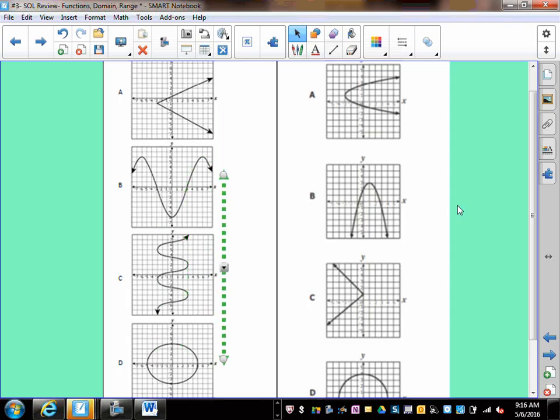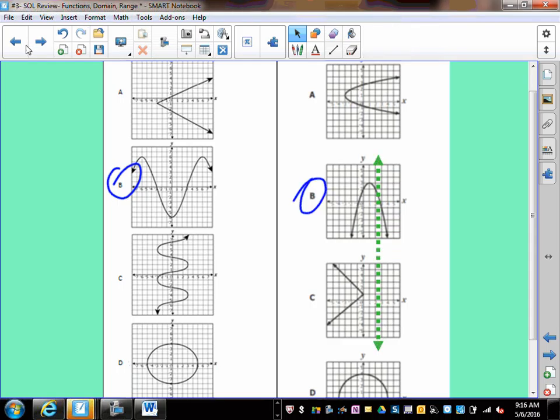How about on the right side? What's your answer choice over here? Is it B again? Yes. You're right. If I take this and move it across, it does not hit it in two different spots. Good. Okay. Then on the next part of your paper.